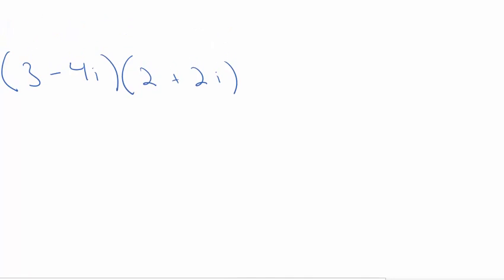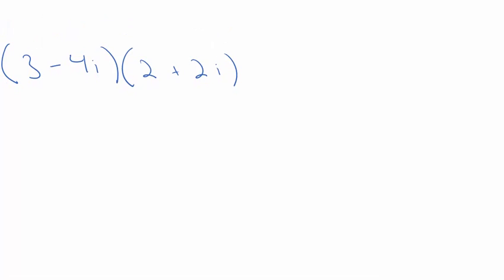All right, so now let's do some problems that are just a little bit more involved. And so we have (3 - 4i)(2 + 2i). And when you see something like this, you immediately think to yourself, the FOIL method. So we look and we say, okay, we have 3 times 2, which equals 6, plus 3 times 2i, which equals 6i.